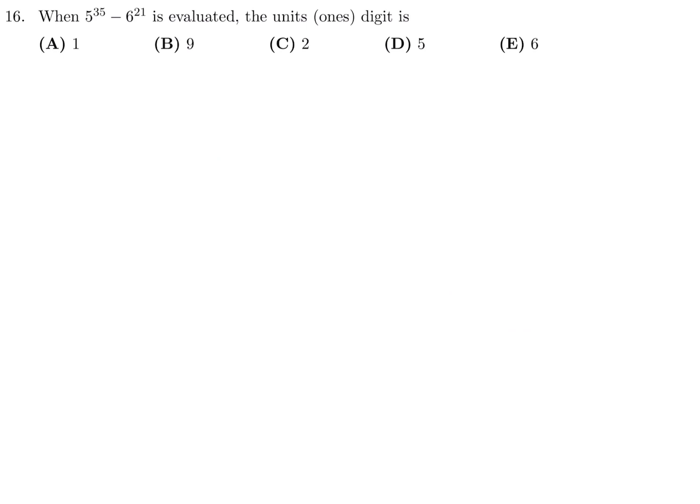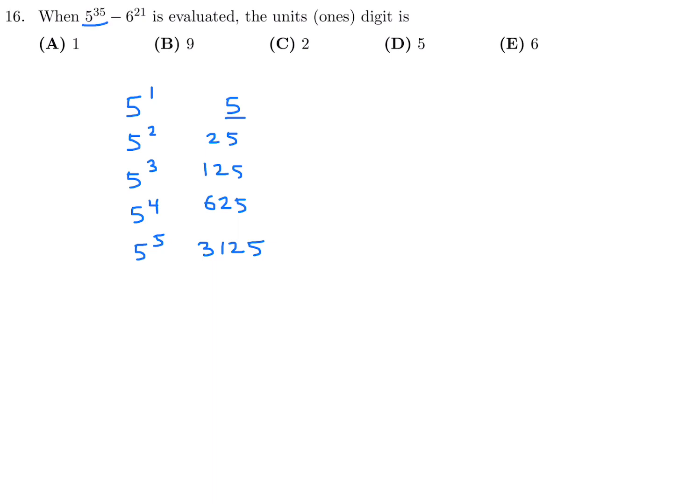When 5 to the power 35 minus 6 to the power 21 is evaluated, the units digit is. Well, 5 to the power of something. Let's figure out what the units digit is, first of all, just for 5 to the power of something. I'll just do a few. 5 to the power of 1 is 5. That's 25. That's 125. That's 625. That's 3125. So it looks like 5 to the power of anything has a units digit of 5.